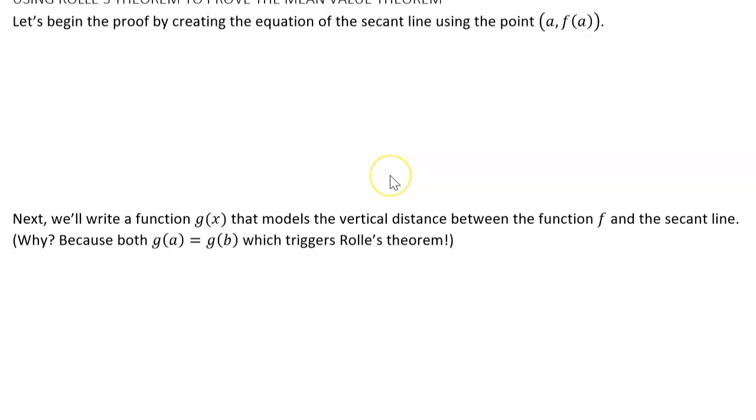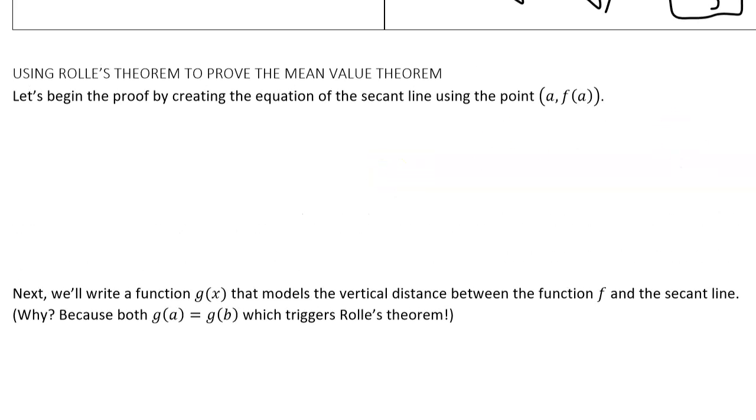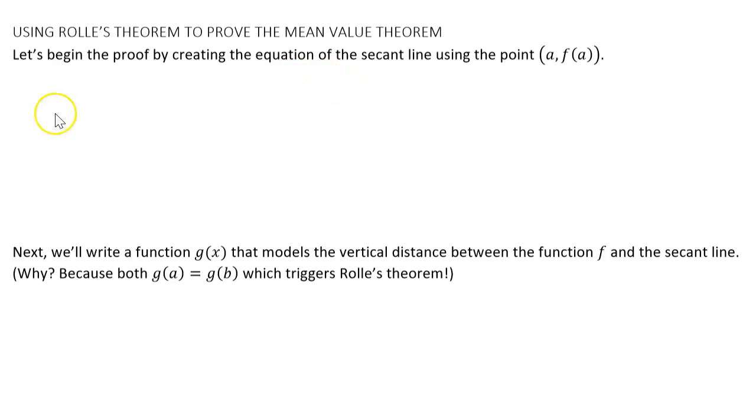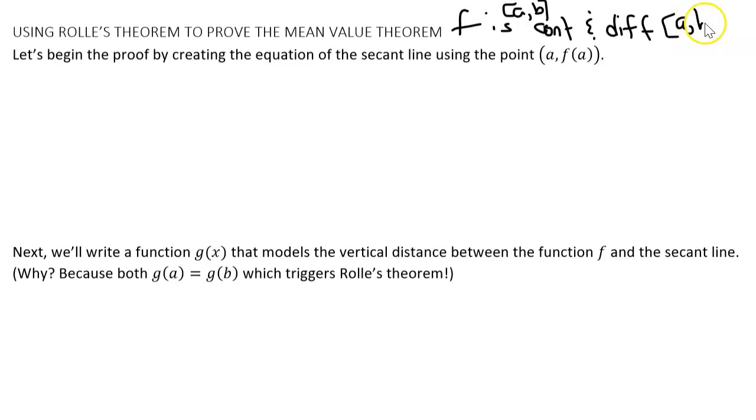We want to use Rolle's theorem to prove the mean value theorem. And so we're going to begin the proof by creating the equation of the secant line using the point (a, f(a)). Remember that we're talking about a continuous differentiable function on a bounded interval. So it's continuous over the closed interval and it's differentiable over the open interval, except I didn't draw an open sign.